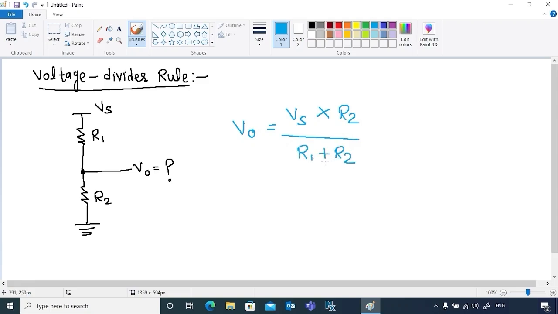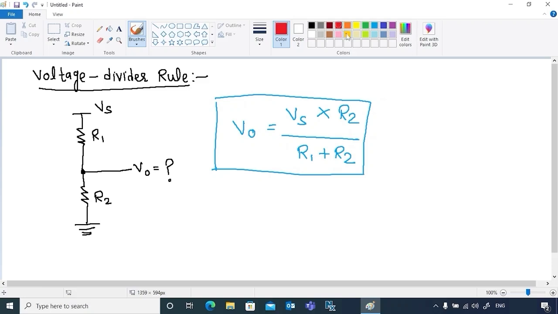So this is called the voltage divider rule. This is the formula you have to remember. V output is equal to VS multiplied by R2 over R1 plus R2. This is the voltage here, we can calculate by this formula.